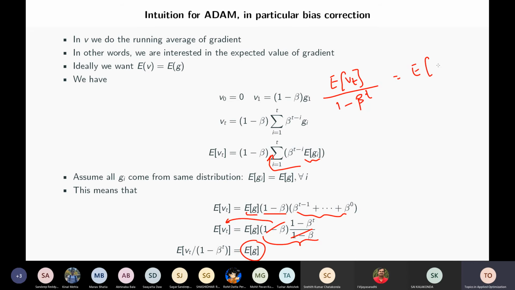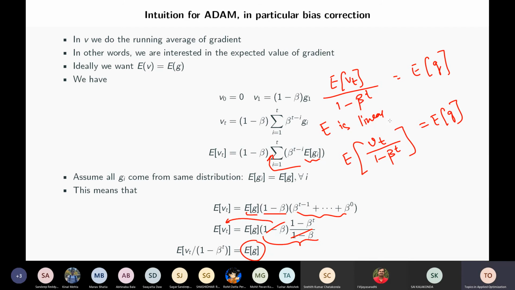This will be expectation of G. Now, since expectation is linear, a constant can be absorbed inside. So this means that Vt divided by 1 minus beta t, and that will be expectation of G.